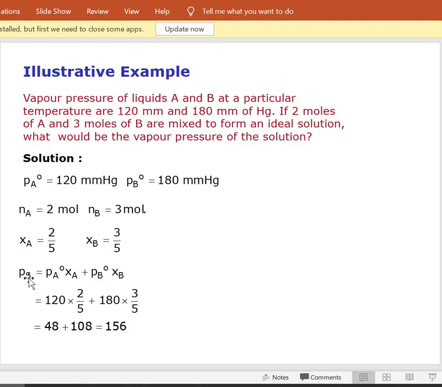And the vapor pressure of the solution will be equal to PA not XA plus PB not XB. The vapor pressures given are 120 for A and 180 for B. 120 into 2 upon 5 plus 180 into 3 upon 5, that is equal to 156. That is the total vapor pressure of the solution.